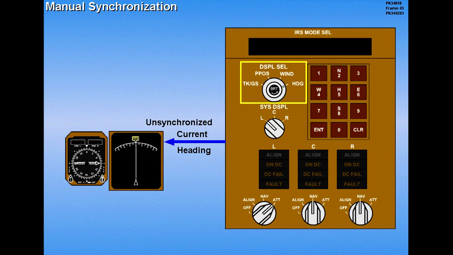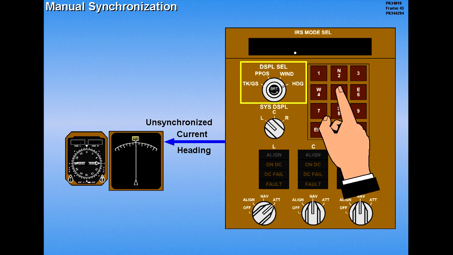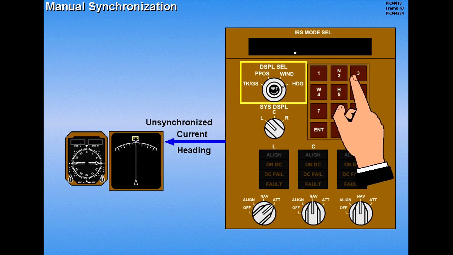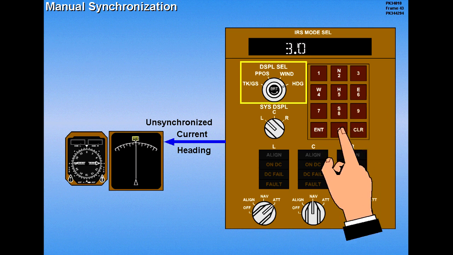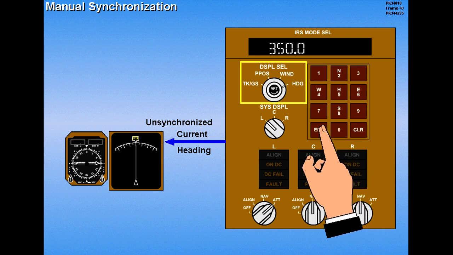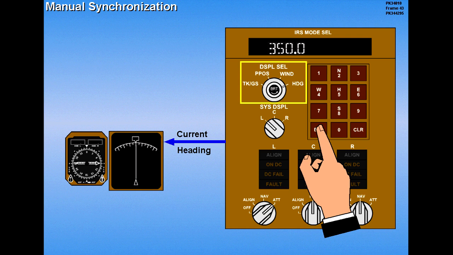The display selector must be in the heading position. Begin by pressing the H or heading key, followed by the magnetic heading. Pressing the Enter key establishes synchronization, and the heading flags will retract.